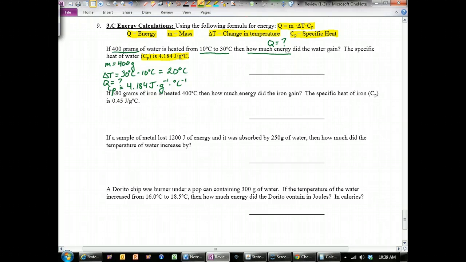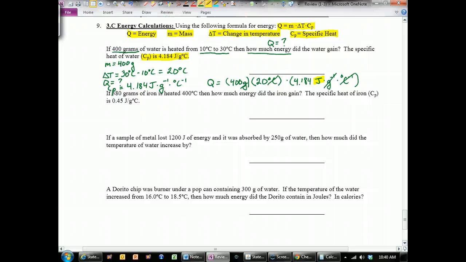So when we plug it into the formula, Q, which is what we're trying to solve for, is equal to the mass, which is 400 grams, times the change in temperature, which is 20 degrees Celsius, and then we multiply that by the specific heat, which is 4.184 joules per gram per degrees Celsius. Now, the degrees Celsius cancels, grams cancel, and we're left with the units of joules.